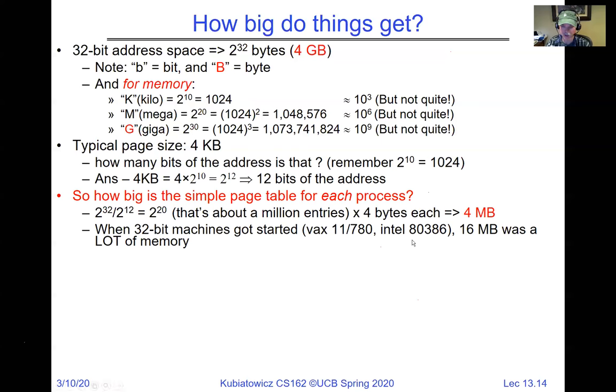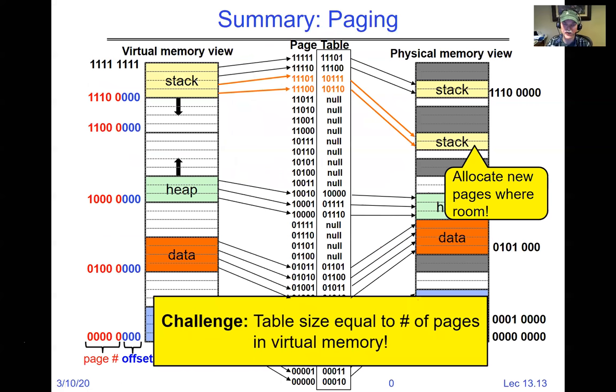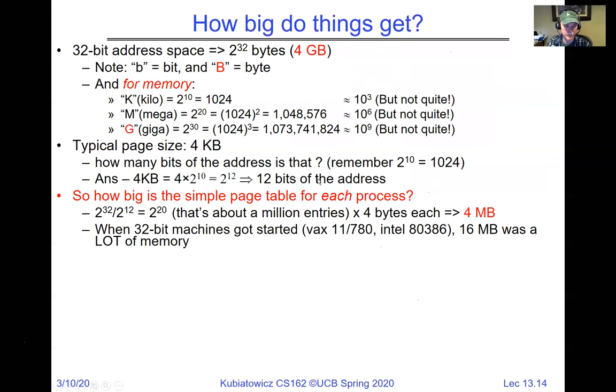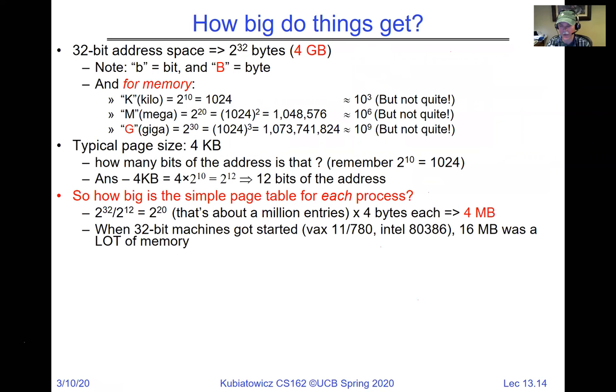You'll see that at the end of the lecture. So we're talking about 4 megabytes just for this page table, much of which is null because we've got a sparse address space. So that seems pretty wasteful. Back in the day, this was really bad, because 16 megabytes was a huge amount, and so wasting 4 megabytes on your page table seemed pretty bad.